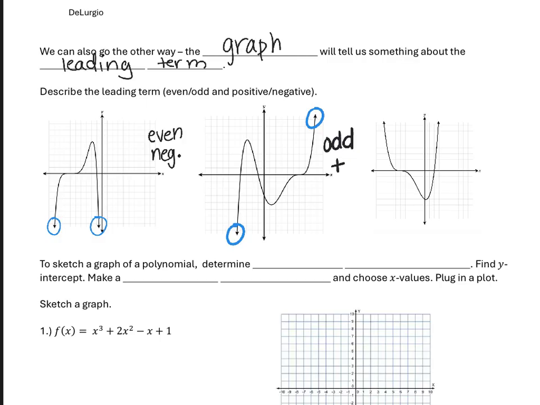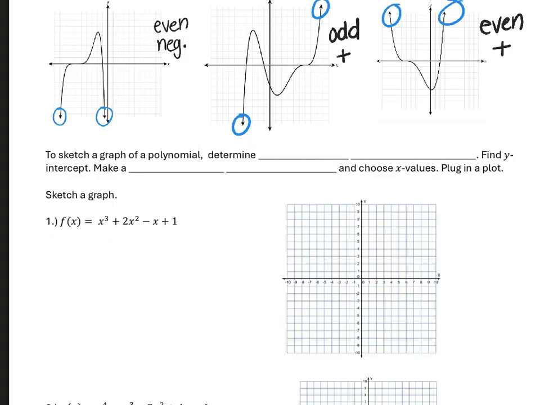This next one's even positive. The next one's going to be even because they go in the same direction. So we know that the exponent would be 2, 4, 6, 8, etc. And they are both going in a positive direction, so we know that the coefficient was positive. Knowing all this, I expect you to be able to give me a decent graph using the end behavior and using what you can find from this function.